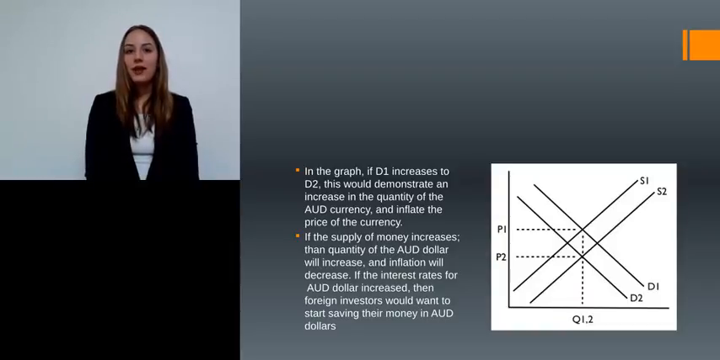If the supply of money increases, then the quantity of the AUD will increase and inflation will decrease. If the interest rate for the AUD increases, then foreign investors would want to start saving their money in AUD, hence would demand the Australian dollar to invest in AUD currency. Hence, there would be an increase in the demand for the AUD, including an increase in the supply of the GBP, as foreign investors would need financing to invest in the Australian dollar.